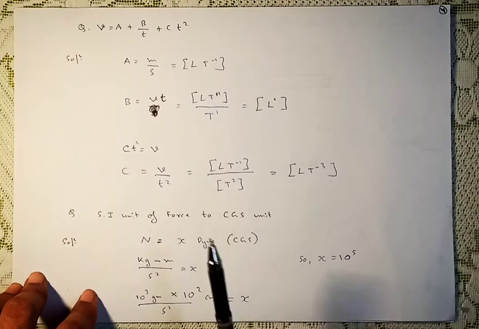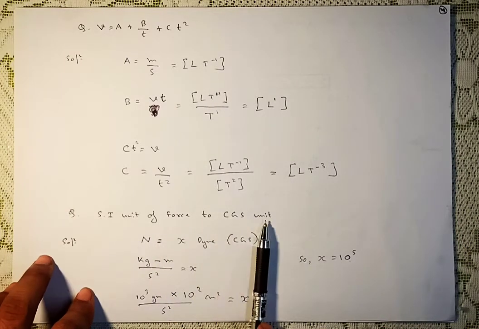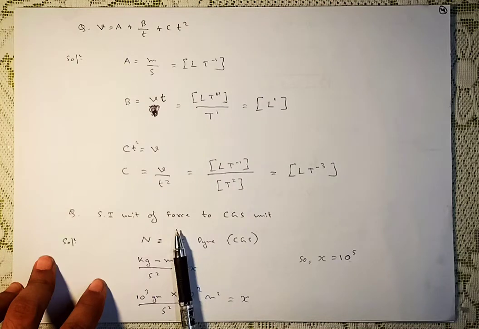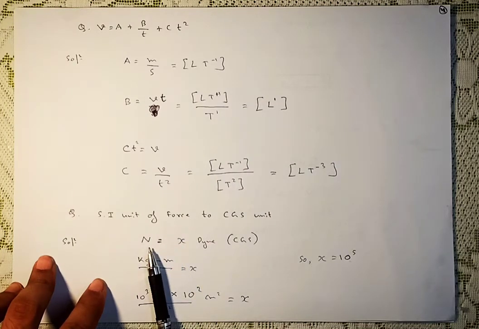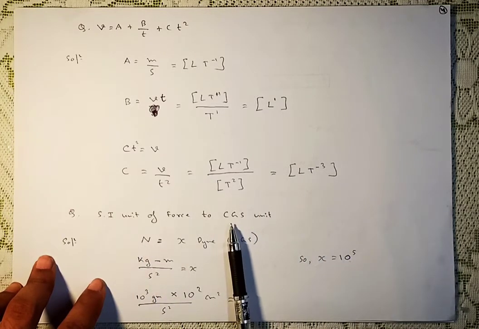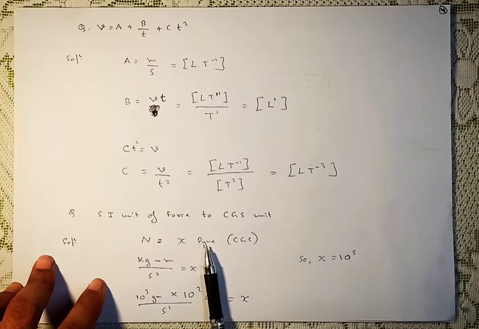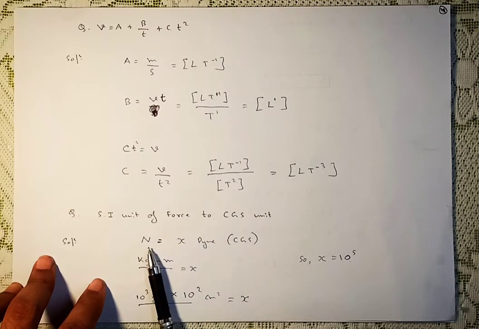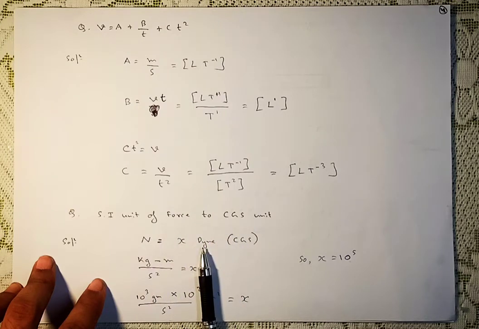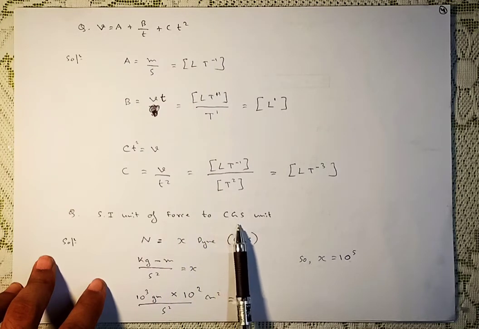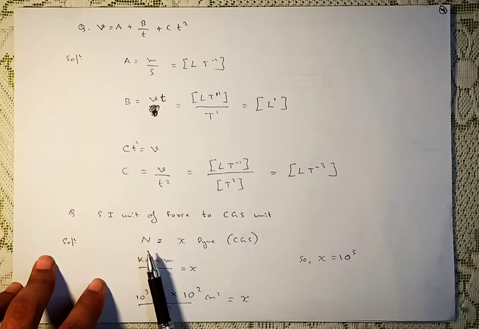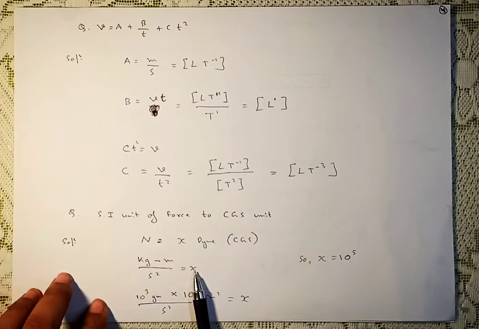Now another thing is the SI unit of force to CGS. The SI unit of force in case of MKS is Newton, which is also kg meter per second square, whereas in case of CGS it can also be taken to be dyne. In case of MKS we take it Newton, in case of CGS we take it dyne, where CGS is centimeter, gram and second. Now break this Newton, it becomes kg meter second square is equal to x. Take this as x for a while.